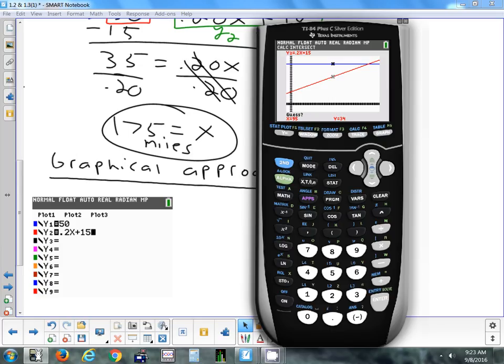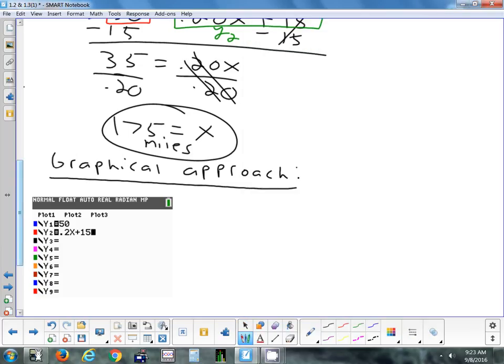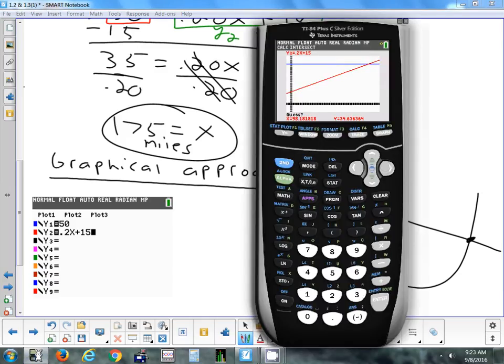The guess is only important, really, if you have multiple intersections on the screen. Let's say you had a parabola with a line coming through it. If you put the guess closer to this point, it'll give you this intersection. If you put the guess closer to this point, it'll give you that one. So wherever you put the guess closer to, that's the intersection point it gives you, because it only can do one at a time. Since there's only one on the screen, it doesn't even really matter how close I get to it with the guess. That's the only intersection point. It's going to find it automatically.